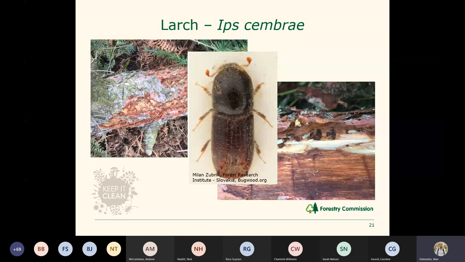This is what it looks like. So for scale, that's probably about 4 mil long roughly, so not very big. To get a positive identification for what it is, you need to look at it underneath a microscope, because there are a few other bark beetle species that look quite similar.